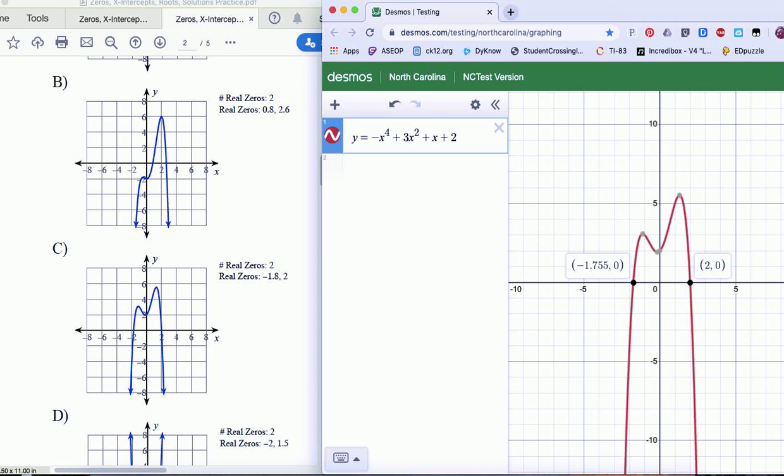So I hope you find this easy and useful. So when you're finding roots or solutions, you're more than welcome to use the Desmos calculator. Again, that's the calculator that is built in to the final exam that you'll be taking, the EOC.